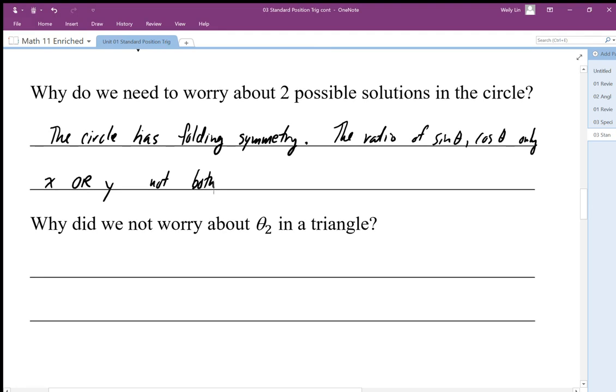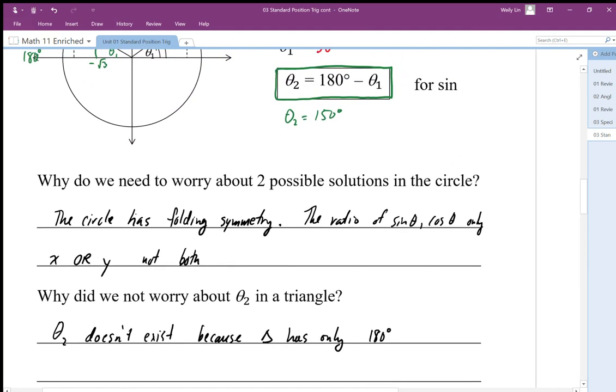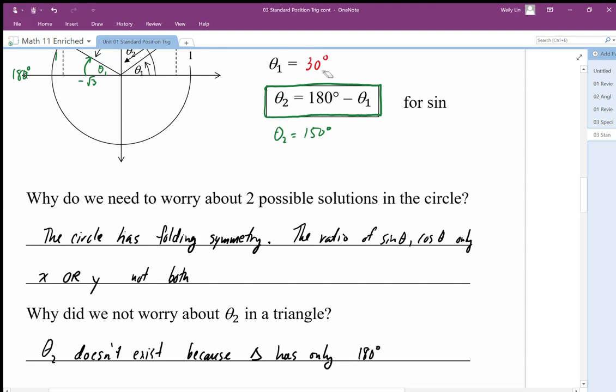So why did we never worry about this theta 2 before? Well, in triangles, theta 2 is not a problem, okay? Because theta 2 doesn't exist. Because the triangle can only add up to 180 degrees. So if we let one of the angles be 30 and the other one be 150, well, the third angle has to be 90.